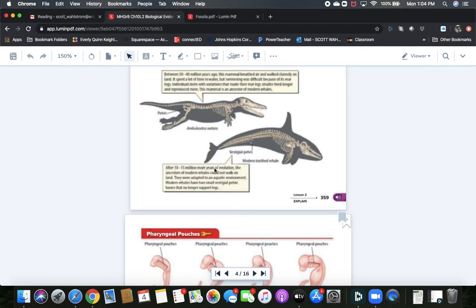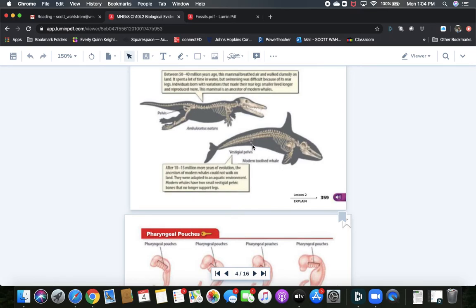After 10 to 15 million more years of evolution, the ancestors of modern whales could no longer walk on land. They were adapted to an aquatic environment. Modern whales have two small vestigial pelvic bones that no longer support legs. And of course the question is, why would the whale have a pelvis or parts of a pelvis if it had no legs on its body?